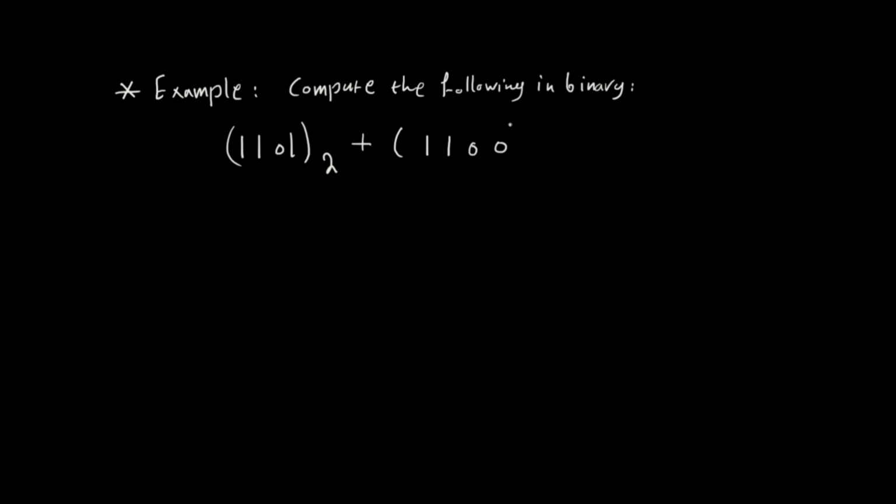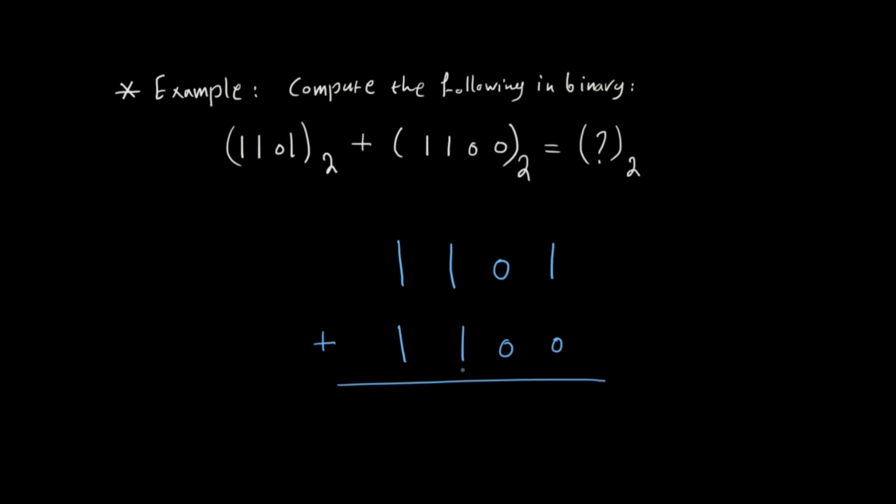Let's see another example. Compute the following in the binary system: 1101 in binary plus 1100 in binary. Pause the video and try to solve it on your own. Let's start. We lay the numbers out: 1011 and 0011. We start from the LSB. 1 plus 0 equals 1, 0 plus 0 equals 0, 1 plus 1 equals 10.